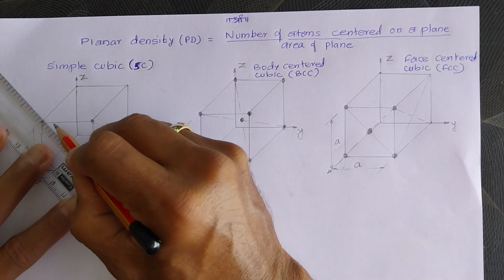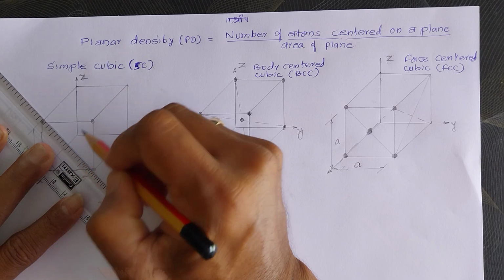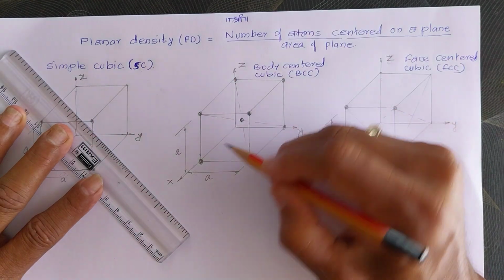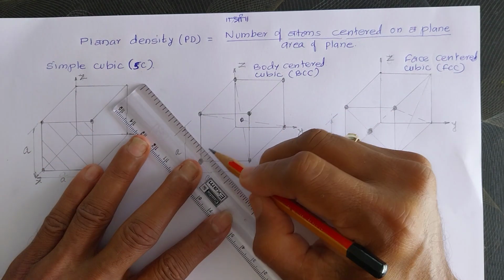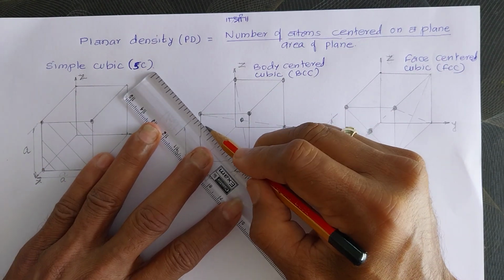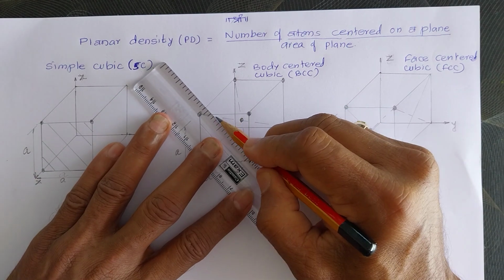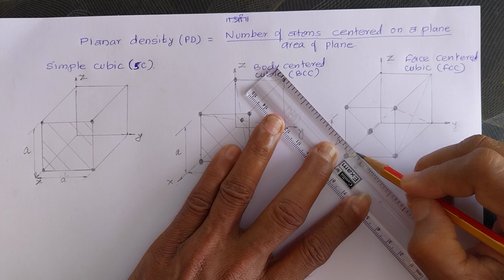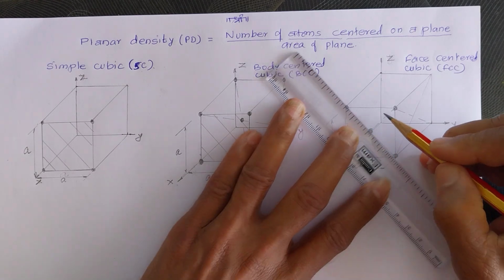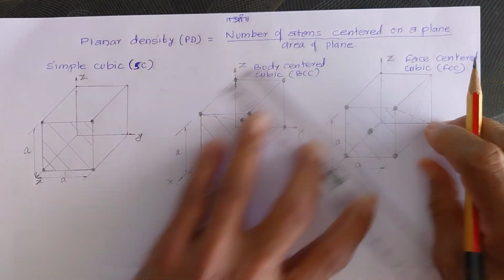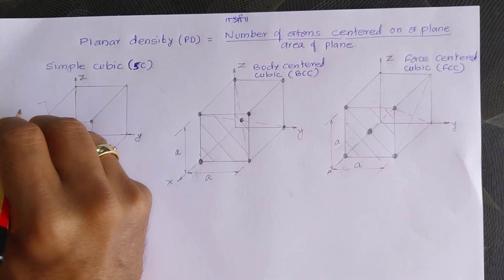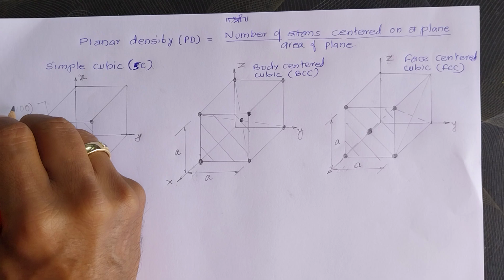intercepting the x-axis and is parallel to the y and z axes. So this is for the simple cubic structure. Since I have marked x on this side, all of these are the 100 planes for the three systems. So these are the 100 planes.